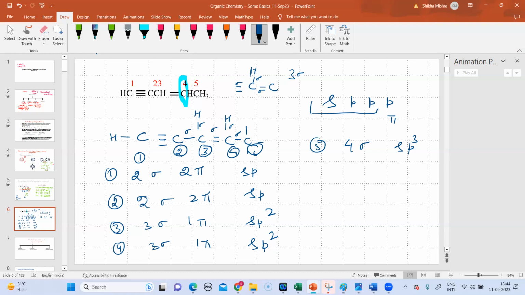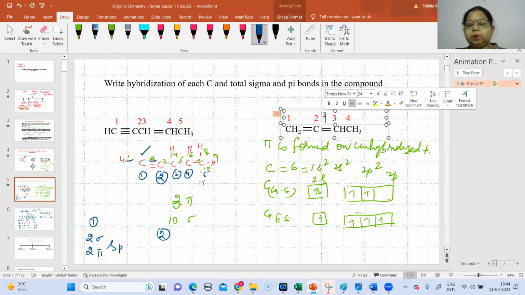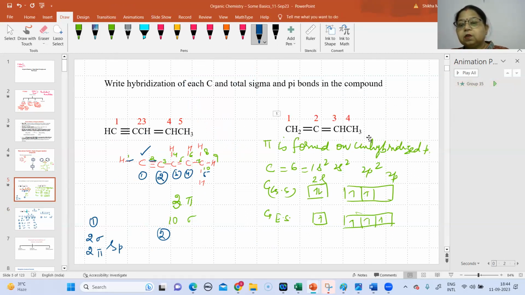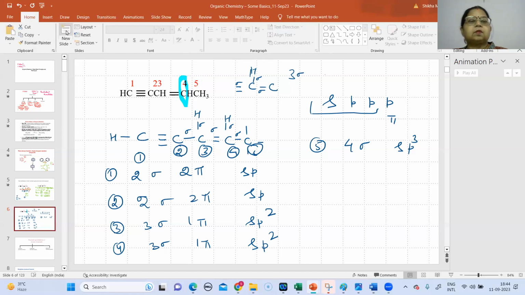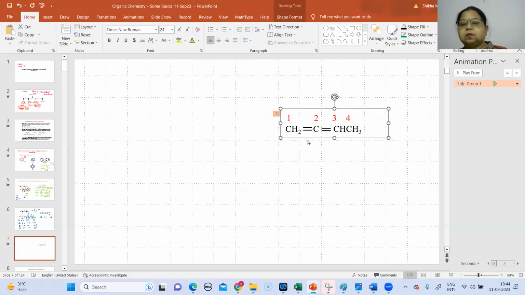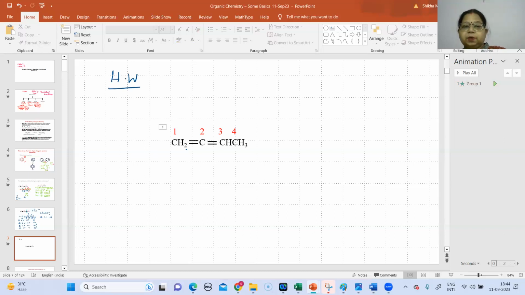Okay. Any other doubt in this one? Ritika, is everything clear to you, or do you have a doubt? Yes, you have got the correct answer on your own? Yes, ma'am. Okay. So, let's take this compound. Let me put this one for you as your homework, although it is typically easier than what we have done. Right? This one is for your homework, to find out the hybridization, as well as the sigma and pi bonds for each and every carbon atom.